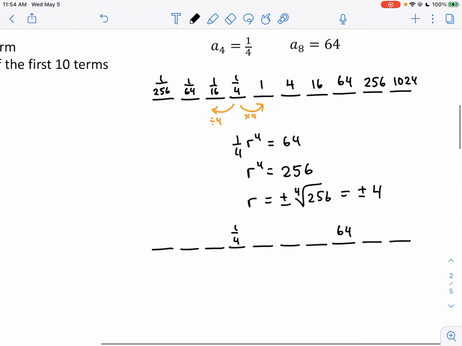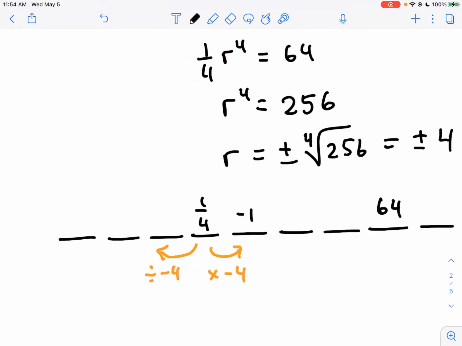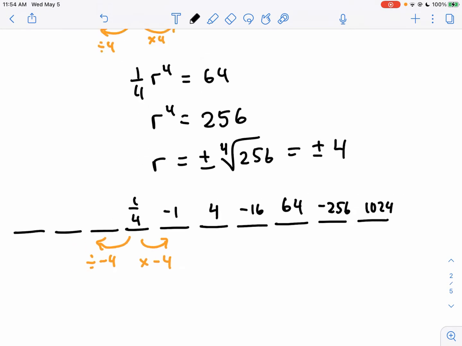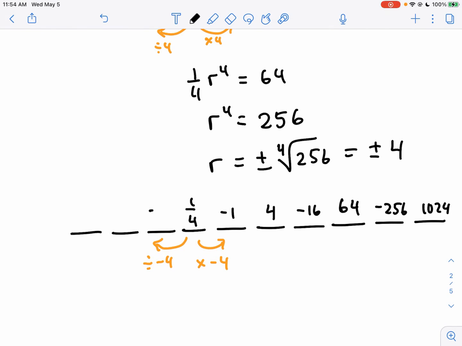Now the other option was we multiply by a negative 4 in one direction, so the other direction will be divide by negative 4. So 1/4 times negative 4 is negative 1. Negative 1 times negative 4 goes back to positive 4. 4 times negative 4 is negative 16, and sure enough, negative 16 times negative 4 takes us to 64. And then we get negative 256 next, and then after that we have positive 1,024. Going the other direction, 1/4 divided by negative 4 is negative 1/16. Negative 1/16 divided by negative 4 is positive 1/64. And 1/64 divided by negative 4 is negative 1/256.